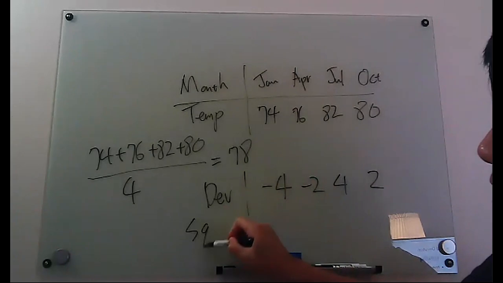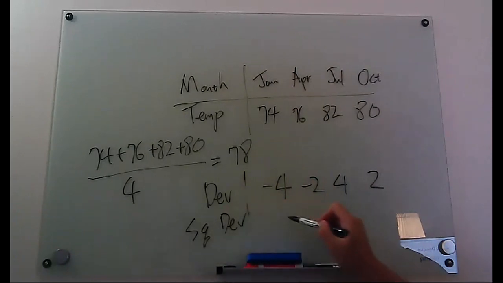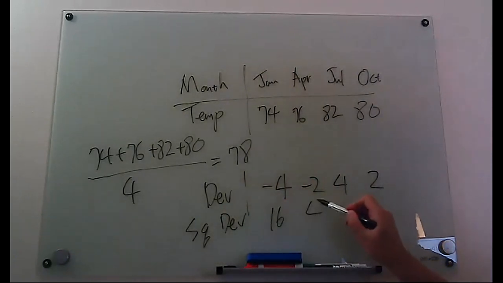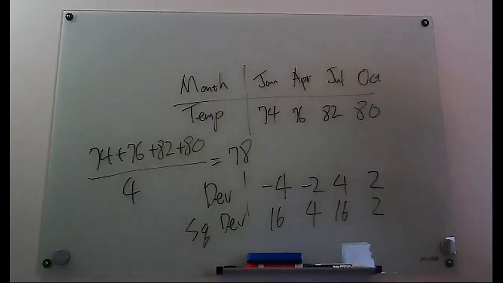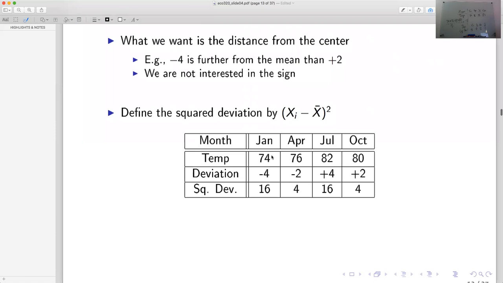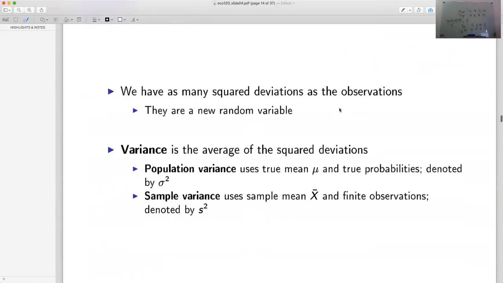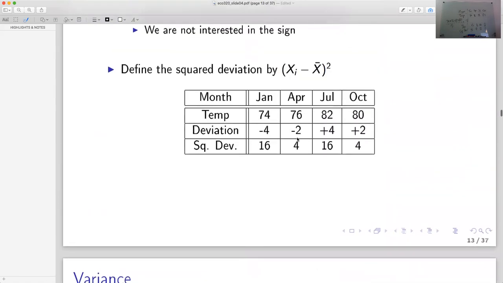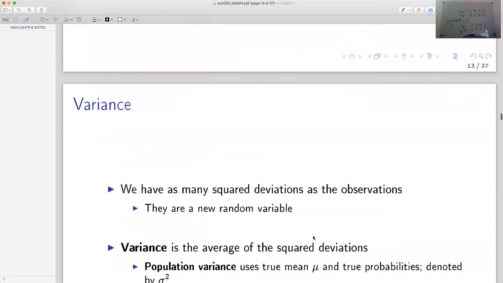So it's going to be the square deviation: 16, 4, 16, 2. You find the standard deviation by taking the square root of this. This is the mathematical notation: Xi is 74 and X bar is 78, and you take the square. So the variance is calculated from here.